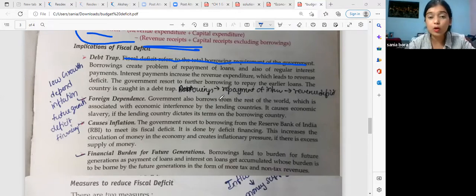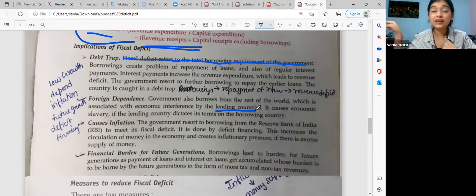So similarly, government also borrows from the rest of the world, which is associated with economic interference by the lending country. The lending country is the country who is giving us money, right? Now, if I took money from that country, they will try to interfere in our economy, and it causes economic slavery. Economic slavery is I have to follow. For example, they have given you money and they'll be asking you, don't do this, don't do that. So I'll be in economic slavery if the lending country dictates in terms of borrowing.